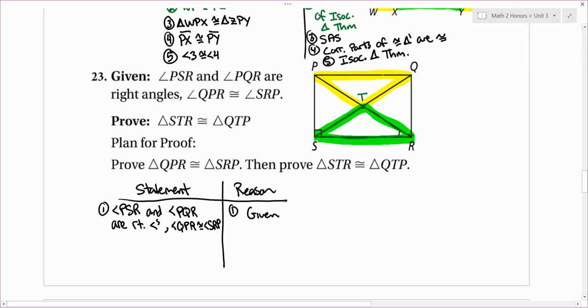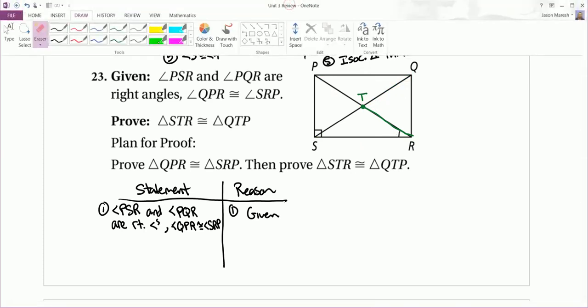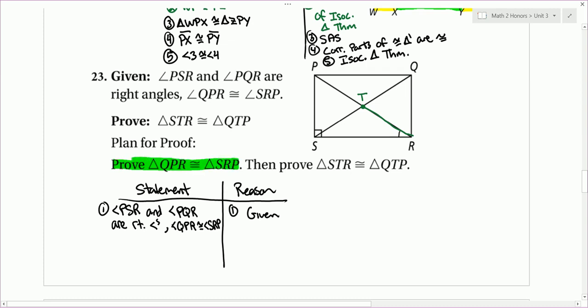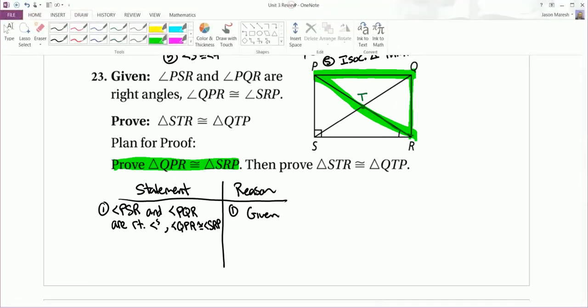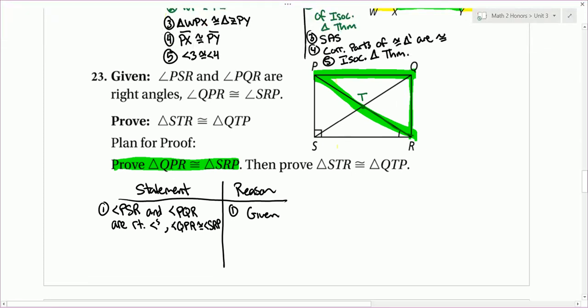Okay. And they give us a plan for our proof. So they're saying first prove that triangle QPR is congruent to SRP, and then prove that triangle STR is congruent to QTP, which is what we want to originally do. So it's saying first focus on the other two. So instead of doing the ones I'm highlighting, let's do what they're first telling us to try to prove. So right here in green, prove this first in our plan. QPR, so that one right there, congruent to SRP. Okay.